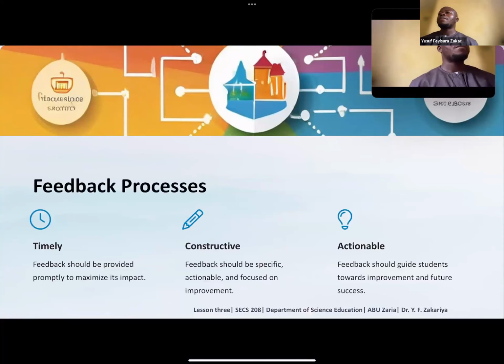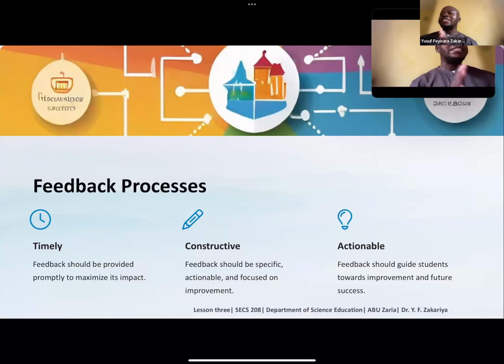The fifth consideration in assessment design is the feedback process. What will be the feedback process? How are you going to schedule your feedback? It has to be timely, it has to be constructive, and it has to be actionable. Your feedback should be timely. You highlight the problem and then you give the feedback almost immediately. It should be constructive. You should not castigate your students. Okay, you are dull, you don't know it, that's why you failed. That is not right.